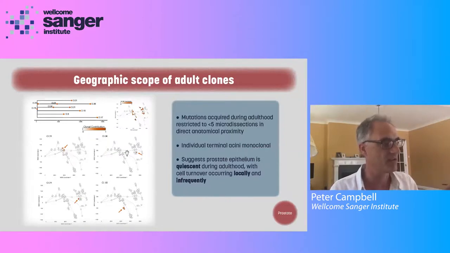So here are a series of adult clones, and they're really not spread across very many microdissections at all. Suggests that during adulthood, tissue maintenance is pretty quiescent. There's not a lot of cell division going on. What clones there are don't tend to spread very far, and cell turnover must be quite limited in adult prostate under normal conditions.